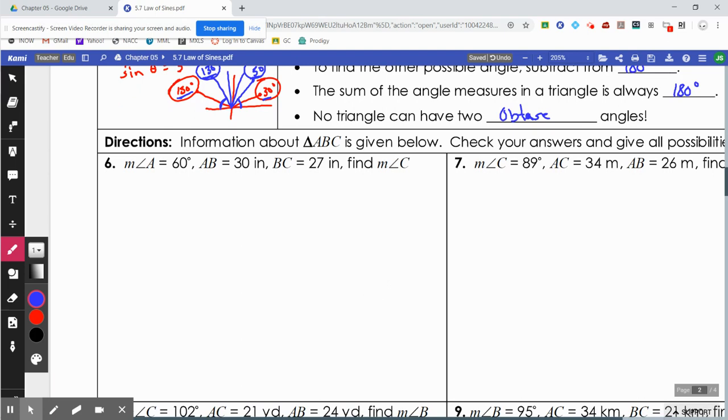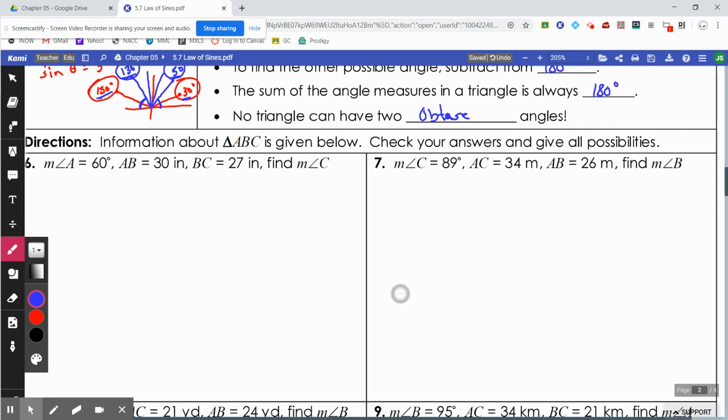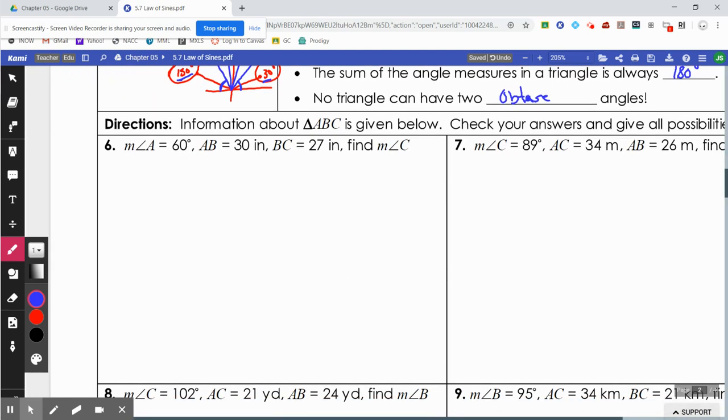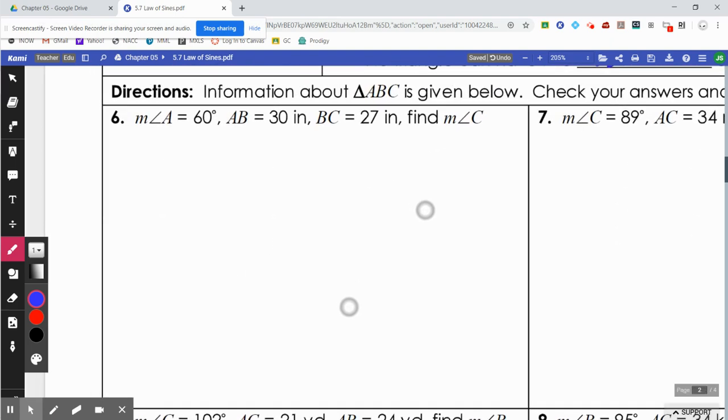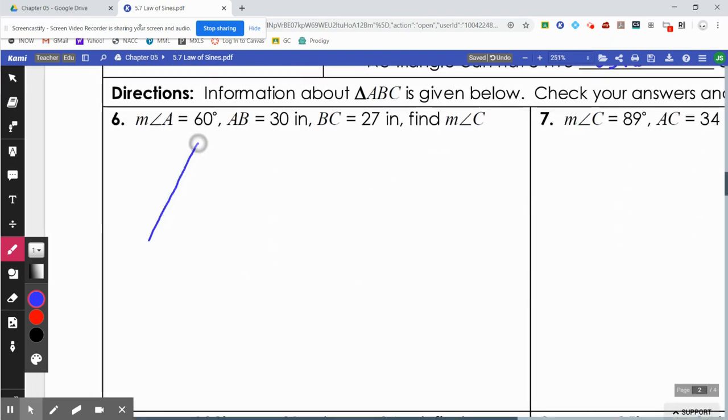Information about triangle ABC is given below. Check your answers and give all the possibilities. So they're telling us what to find. So I'm just going to sketch out a triangle here. And it might not look very accurate compared to what the triangle is supposed to look like. Angle A is supposed to be 60 degrees. AB is 30 inches. BC is 27 inches. We're asked to find the measure of angle C.